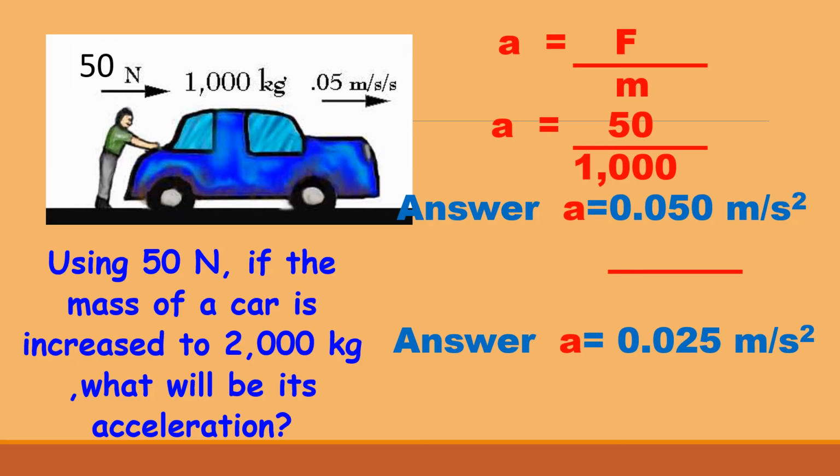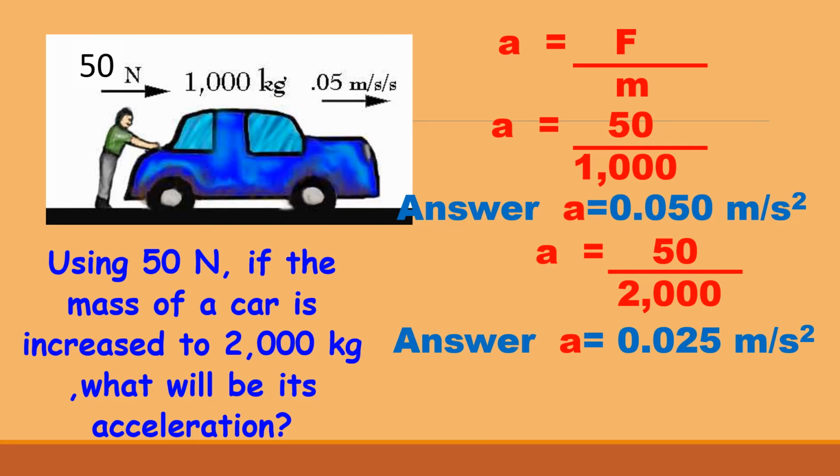So meaning the acceleration of the car is 0.050 meter per second squared if the mass of the car is 1,000. What if we make that 2,000 as the mass of the car? So let us say the force is 50 newtons divided by 2,000, that's the mass of the car. So what is now the acceleration if we increase the mass of the car to 2,000? The answer is 0.025 meter per second squared.